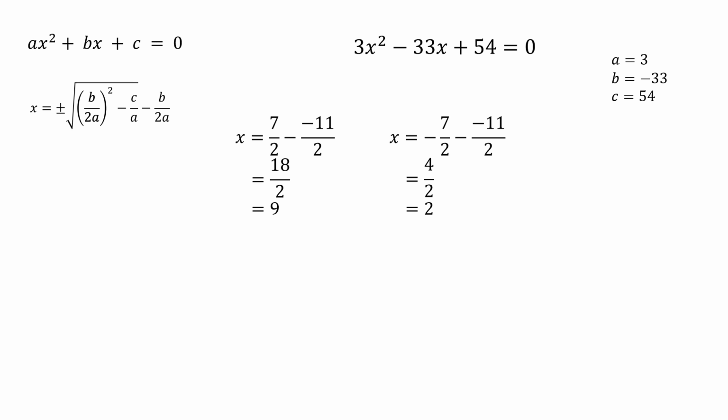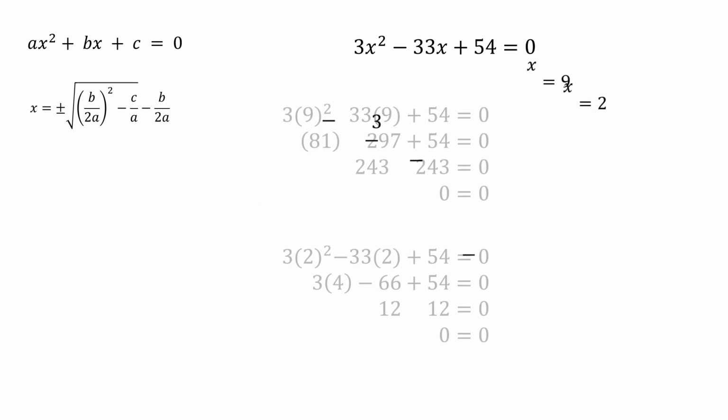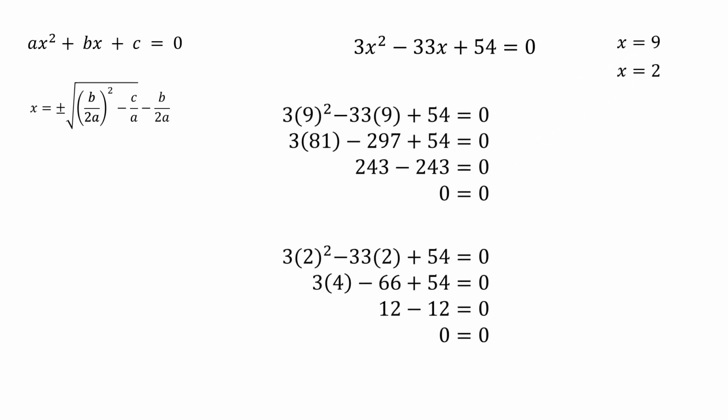So now let's plug these two numbers into the quadratic equation and see if they work. Plugging these two values of x into the equation, we can see that both of them lead to 0 equals 0. And 0 does equal 0. So they are both correct.